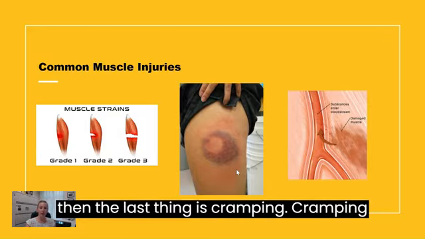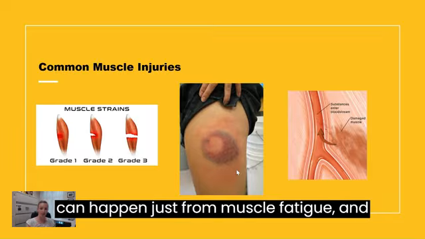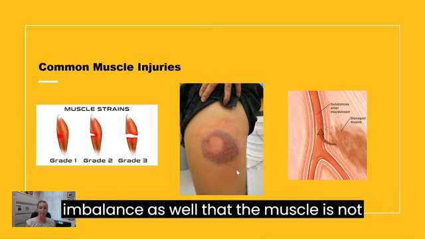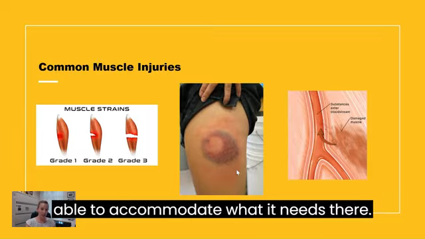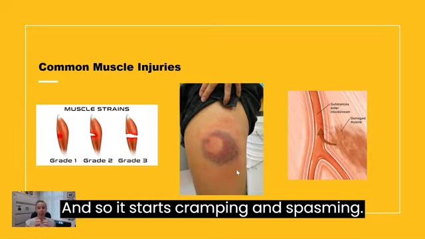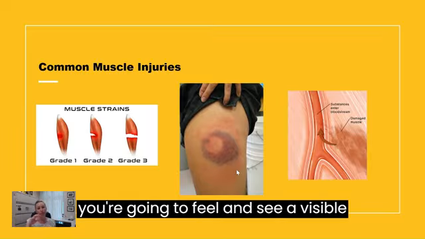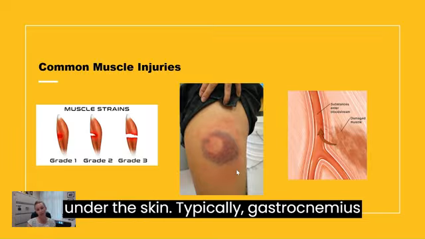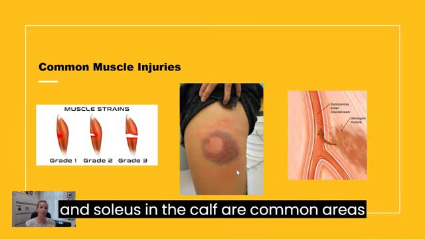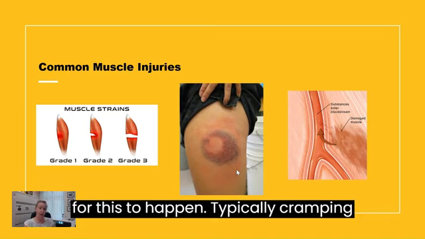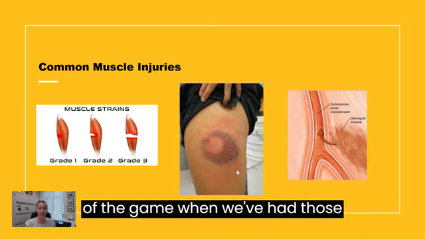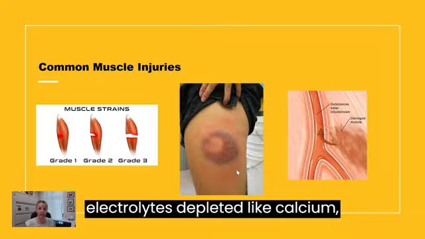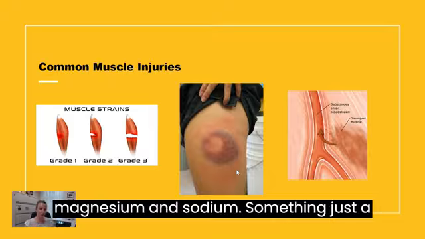And then the last thing is cramping. Cramping can happen just from muscle fatigue, and it's usually from an electrolyte imbalance as well, where the muscle is not able to accommodate what it needs. And so it starts cramping and spasming. It's going to be very painful, and you're going to feel and see a visible cramp or feel that spasming happening under the skin. Typically, the gastrocnemius and soleus in the calf are common areas for this to happen. Typically, cramping happens at the end of a practice or end of a game when we've had those electrolytes depleted, like calcium, magnesium, and sodium.